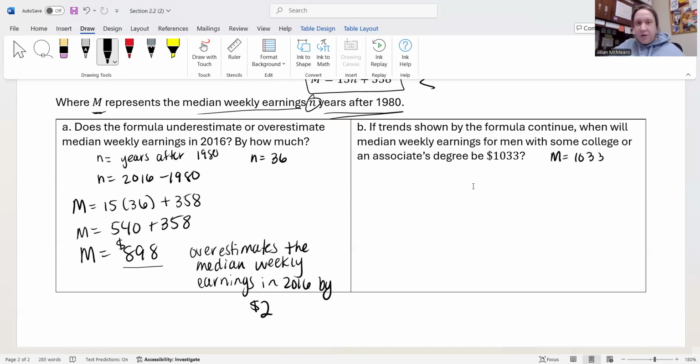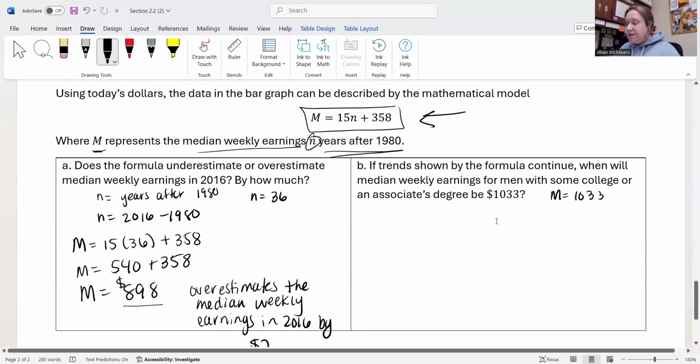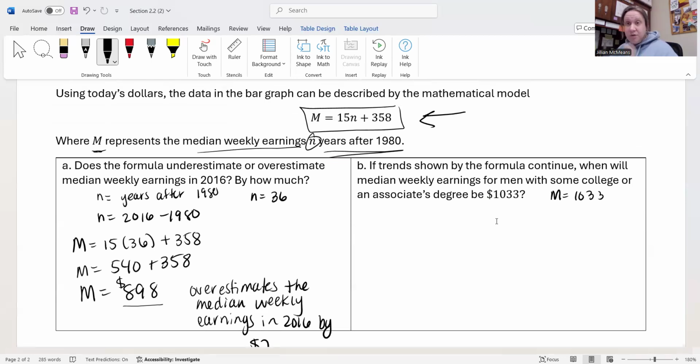So we want to take that formula. Let me scroll up so you can see the formula again. We want to take M equals 15N plus 358, and we want to solve it, but where we replace M with $1,033. So we're going to get 1,033 equals 15N plus 358. Now, our goal is to get to the point where we can use the multiplication property of equality. And we can use the multiplication property of equality when we have a single variable term equal to a single constant term. We have a single variable term, 15N. It's not equal to a single constant yet because we have that plus 358. We got to deal with that plus 358.